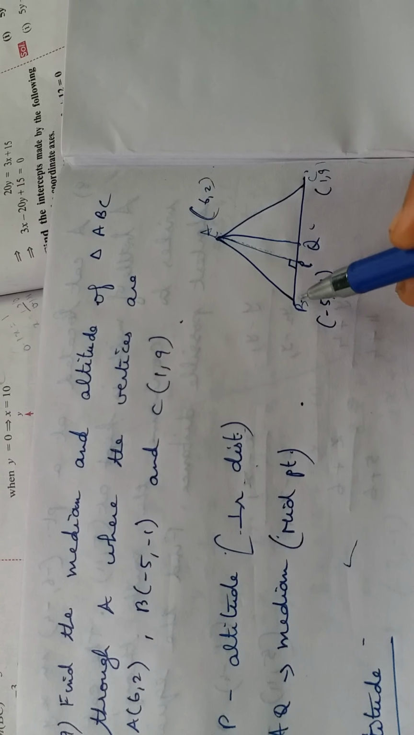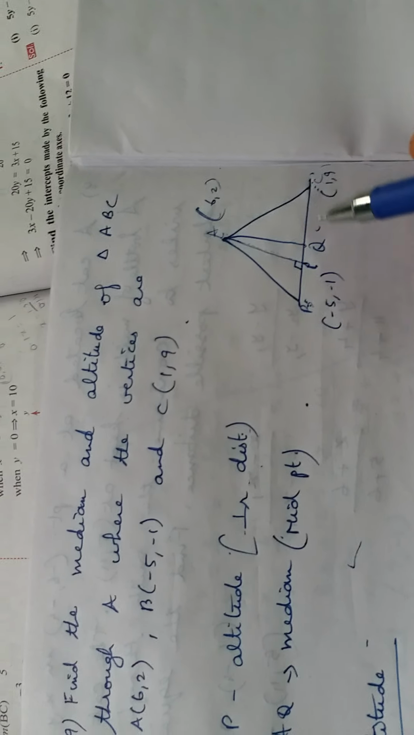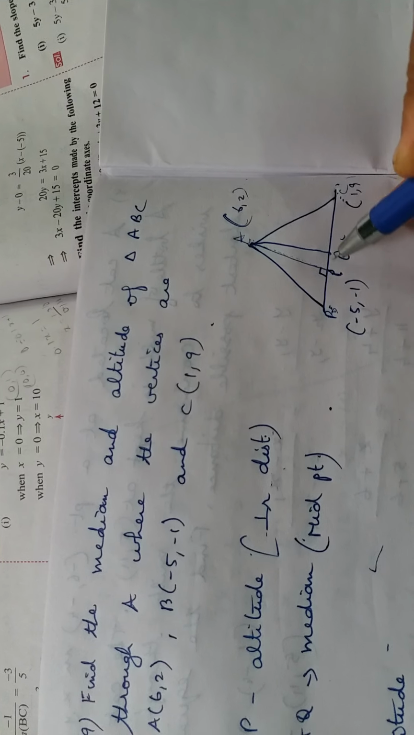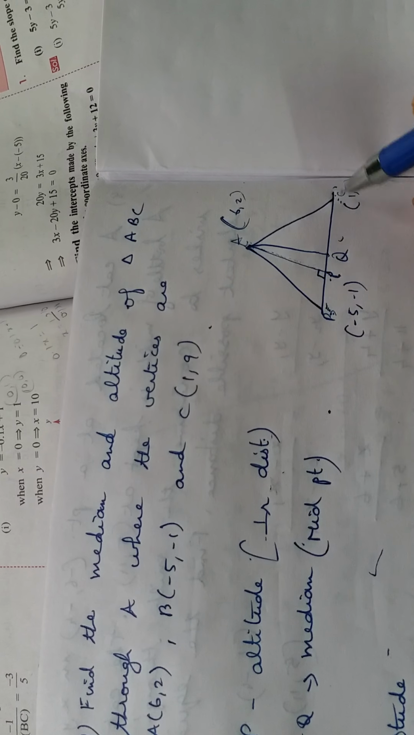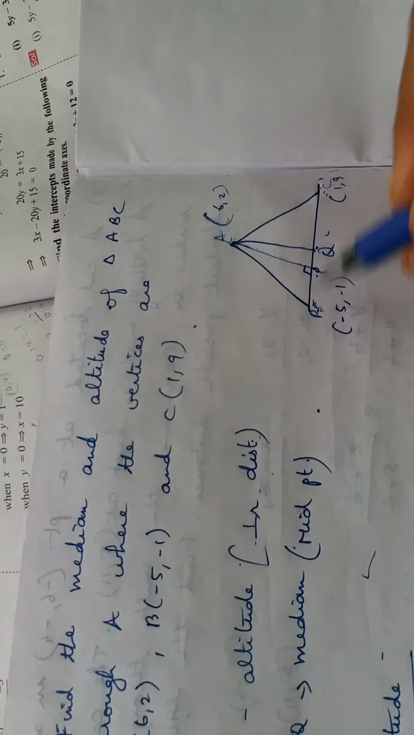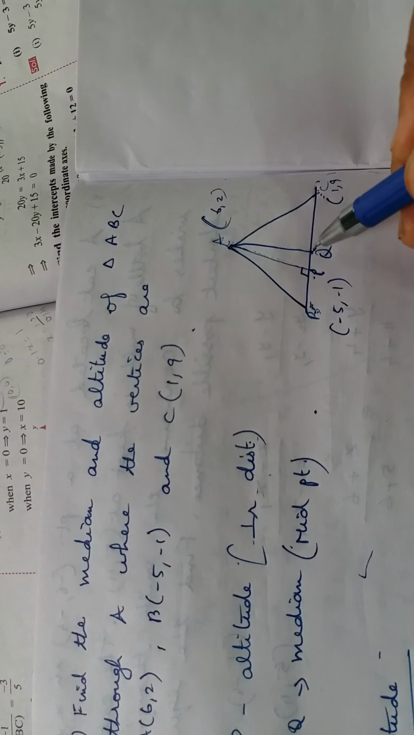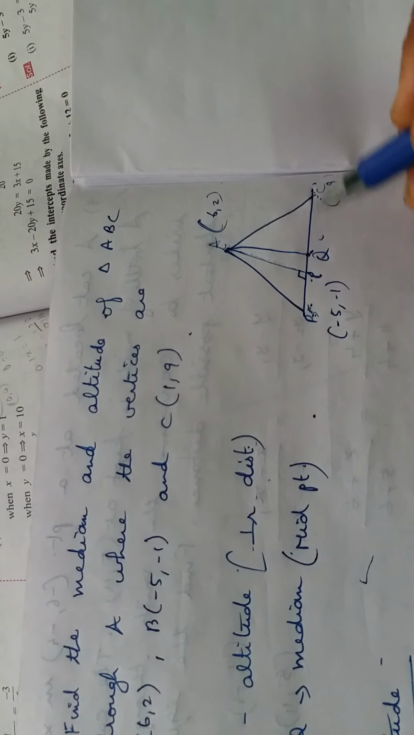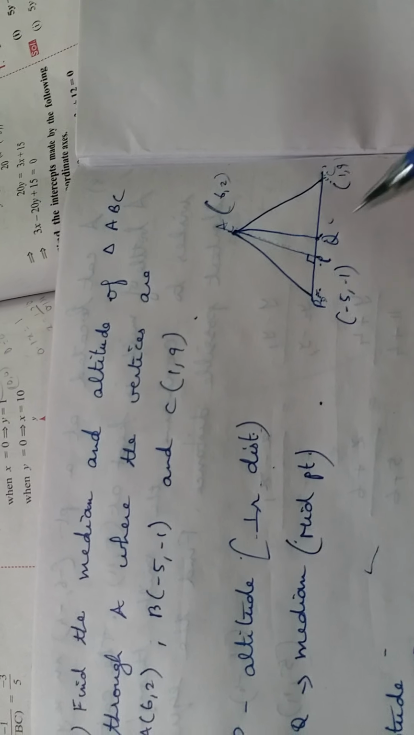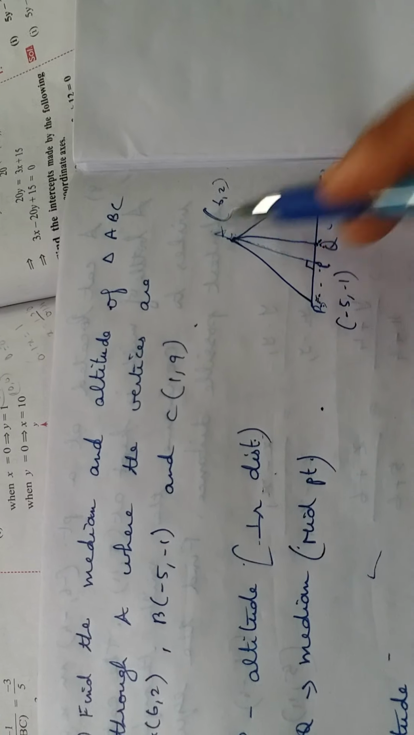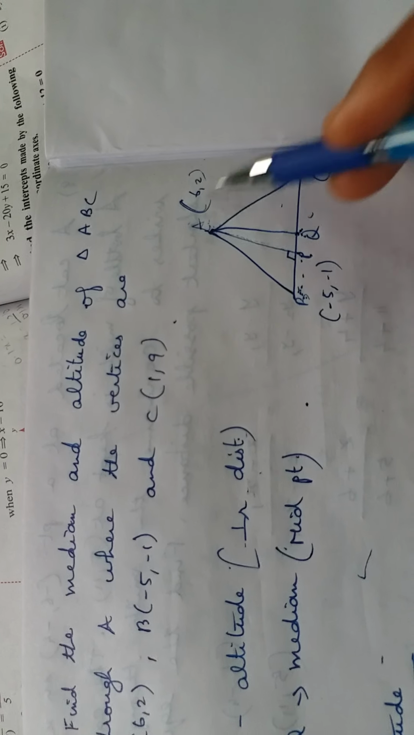And median means the midpoint of this side BC. So the median of A means the line where it bisects the opposite side. Here BC is bisected into two parts, so this is your midpoint. So the midpoint of BC gives the median AQ. This midpoint is the median for this vertex A.